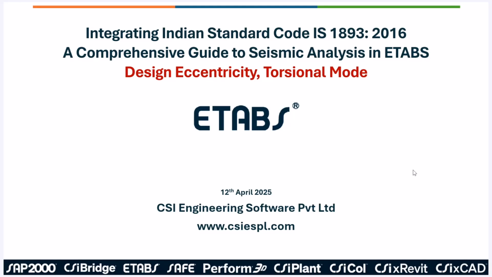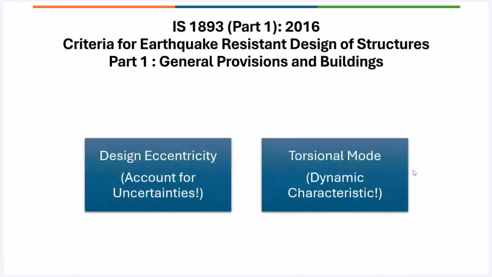And we have two topics in our presentation today. Our focus would be on presenting the features that are available in ETABS to handle them. So the topics are the design eccentricity, which is for accounting for the uncertainties in the design, and the other one is the dynamic characteristic of the building, which is the torsional mode.